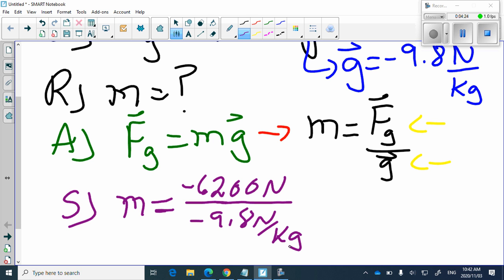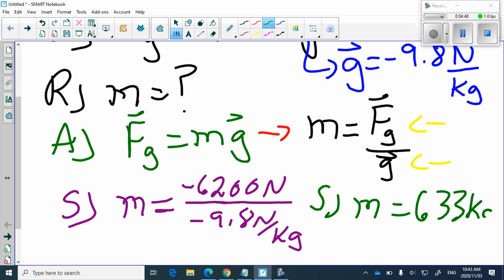And finally, solution. Now we substitute. Now that we've substituted, we can get our handy dandy, fancy dancy calculator out. So we're just going to write this as 633 kilograms, because the unit for mass is kilograms. Okay. Now the textbook says 6.3 times 10 to the 2.